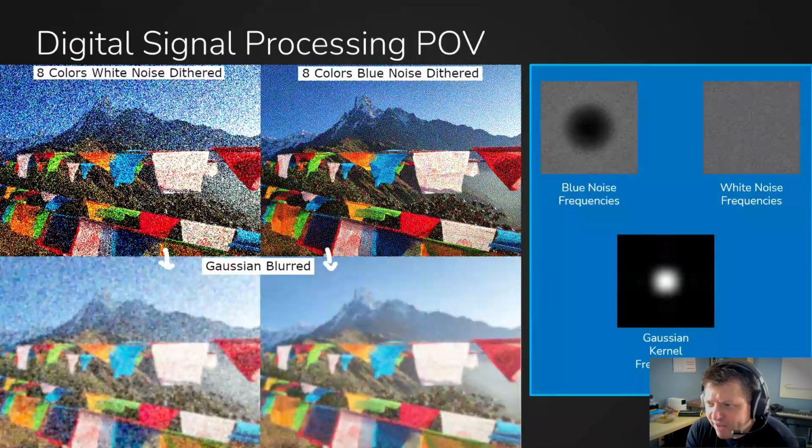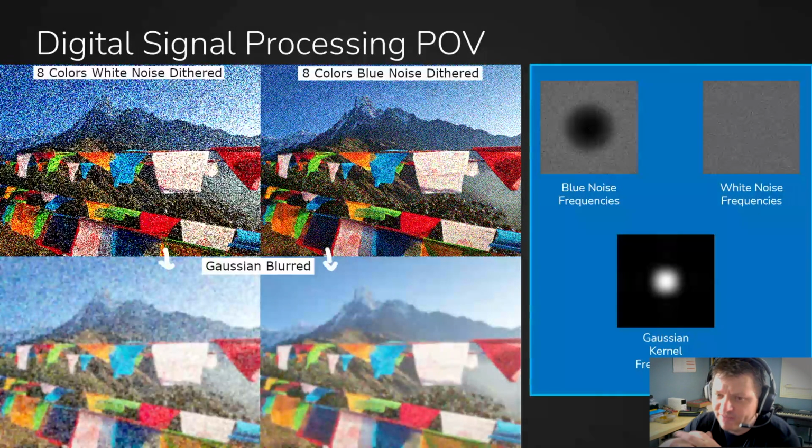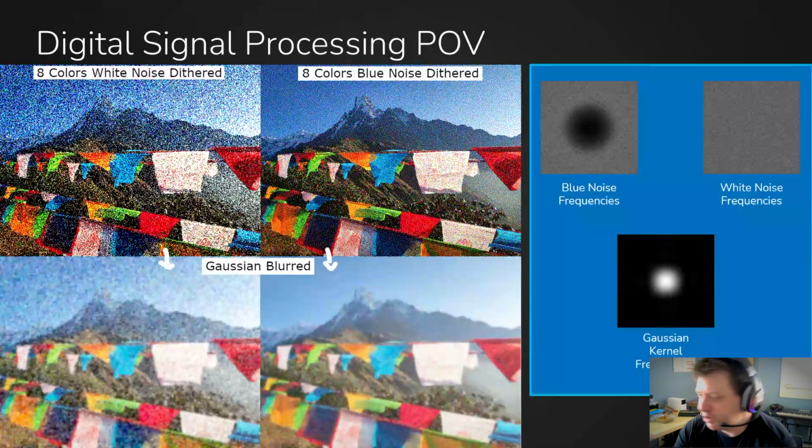And so that's one reason why blue noise renders are better. But another reason has to do with digital signal processing and the frequency domain. What this is about is that blue noise only has high frequencies, where white noise has all frequencies. As you can see on the right of the slide, I'm showing the frequency space of white noise, blue noise, and a Gaussian low-pass filter.